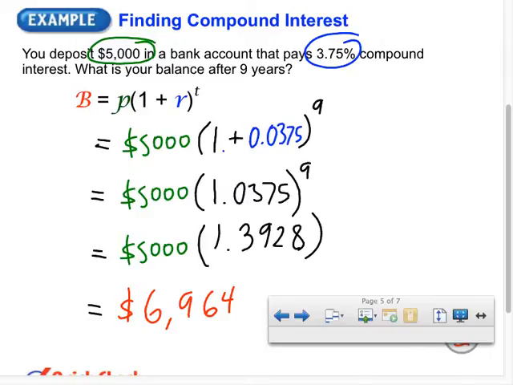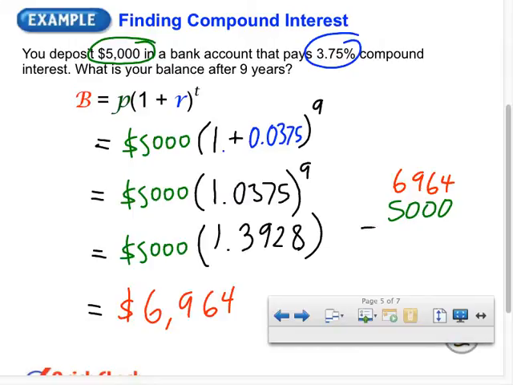So that doesn't answer the question that I want to ask you. How much interest did you get from the bank leaving that $5,000 in there? How are we going to figure out how much interest we got? Be ready for this on the quiz. You're going to take 5,000 and you're going to subtract it from the balance so that you know how much the bank paid you for your money sitting there.